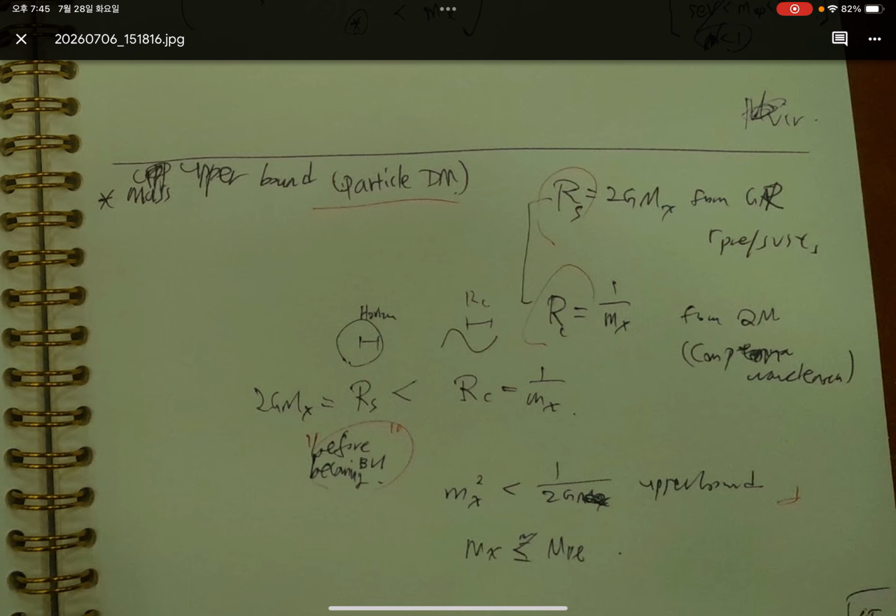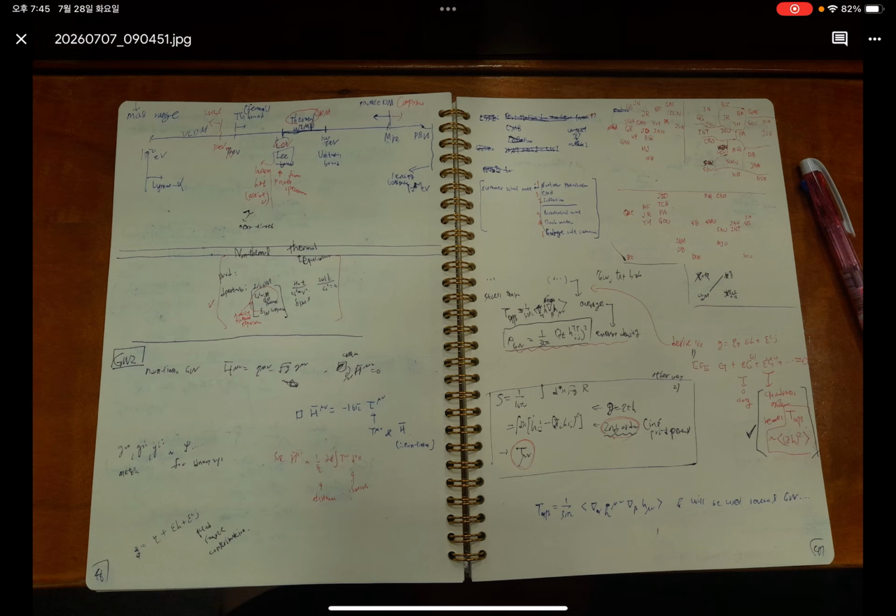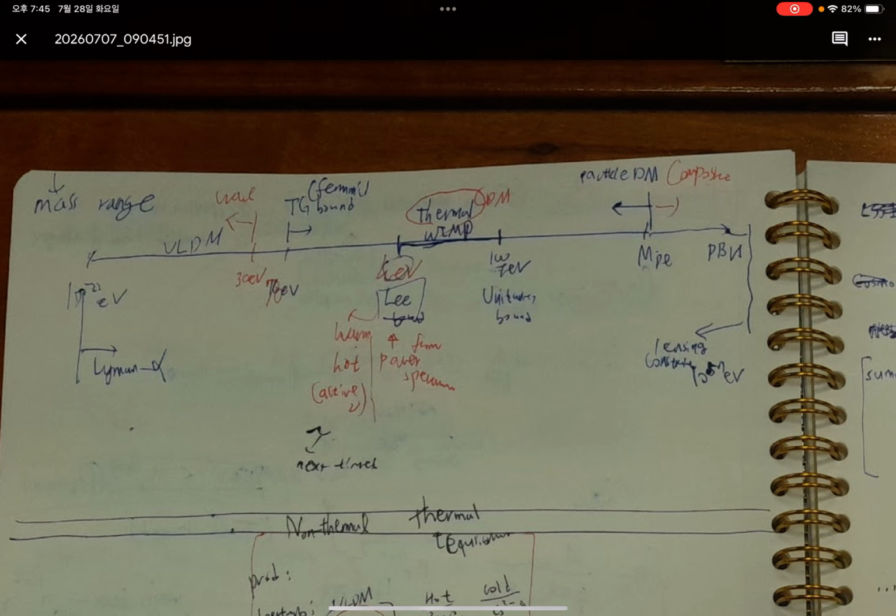Also, there are some upper bounds on the particle dark matter mass. From general relativity, we know the Schwarzschild radius, and from quantum mechanics, we know the Compton wavelength. And if the event horizon of this dark matter is larger than the Compton wavelength, then the dark matter cannot be described as a particle, so there is an upper bound of dark matter at the Planck scale. So here's the overall mass range of the dark matter.